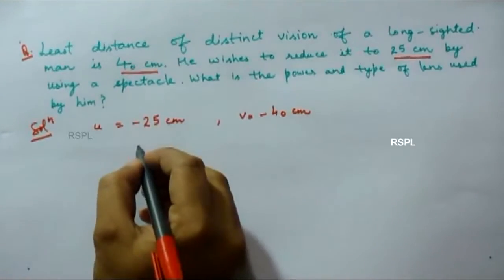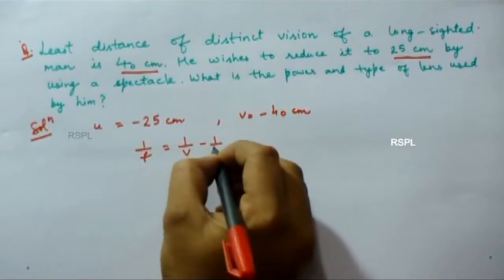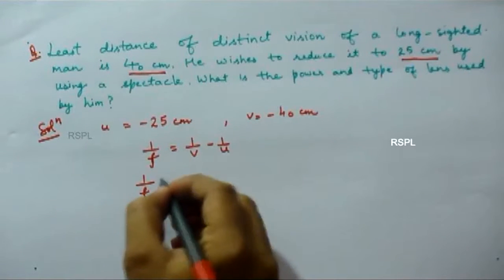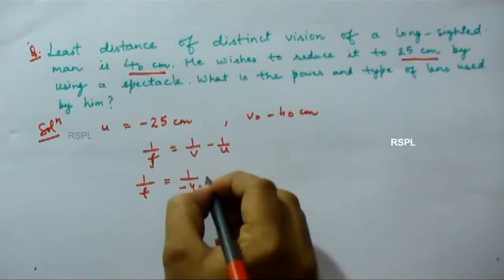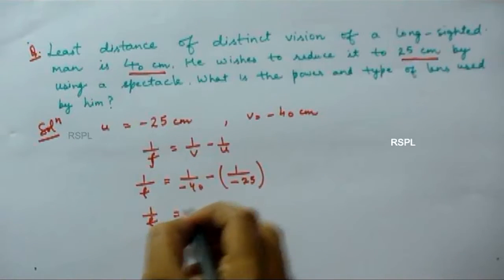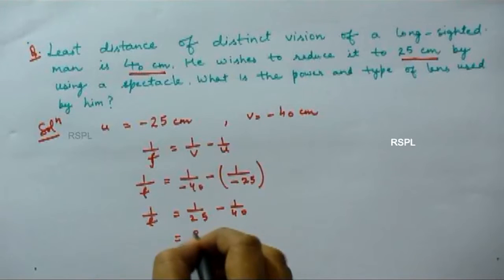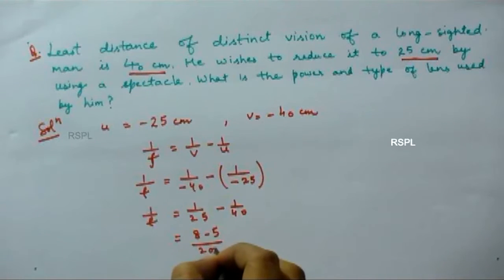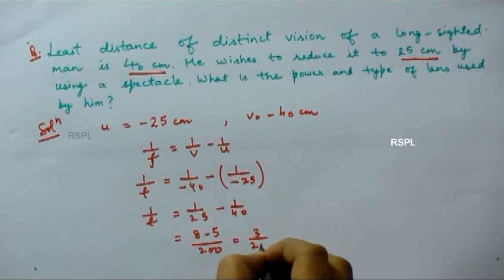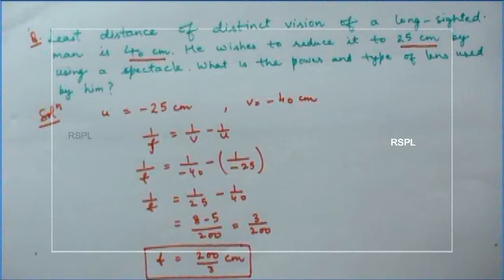Using the lens formula, which is 1 over f is equal to 1 over v minus 1 over u, we get 1 over f is equal to 1 over minus 40 minus, in brackets, 1 over minus 25. Solving this, we get 1 over f is equal to 1 over 25 minus 1 over 40, which gives us (8 minus 5) upon 200. That is equal to 3 over 200. So f is equal to 200 upon 3 centimeters.